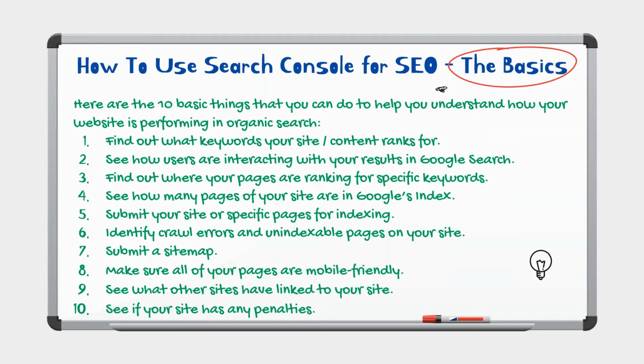So these 10 things are the basics to get under your belt to understand what you can do with this tool. Finding out what keywords your website or your content ranks for. See how users are interacting with your results in Google search. Find out where your pages are ranking for specific keywords. See how many pages of your site are in Google's index. Submit your site or specific pages for indexing. We'll talk about each of these individually.